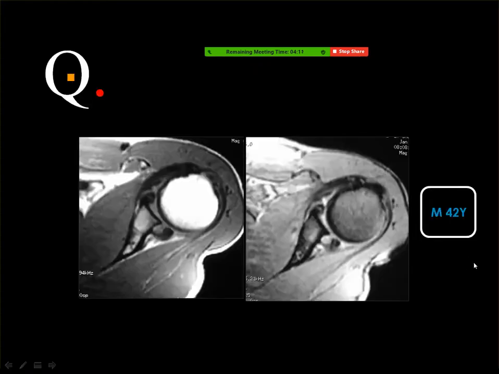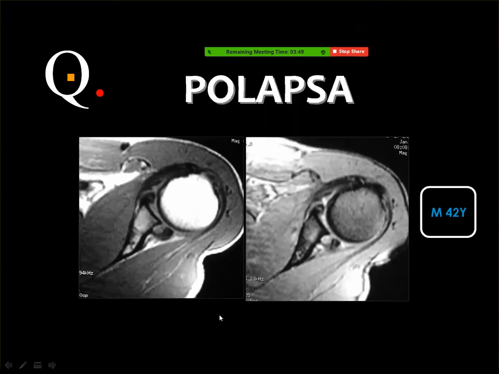And here is an MRI of the shoulder. Where is the lesion? I think this is the reverse Bankart. Yes. Here is the prolapse, the reverse of the Bankart. Yes, because of the displacement of the labrum posteriorly, but the periosteum is still intact, and this is the reverse of the Bankart lesion, which is known as a prolapse.